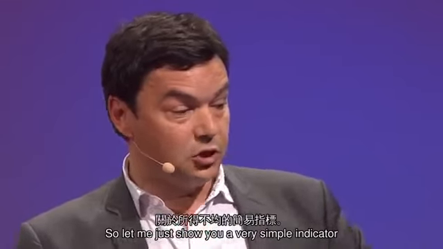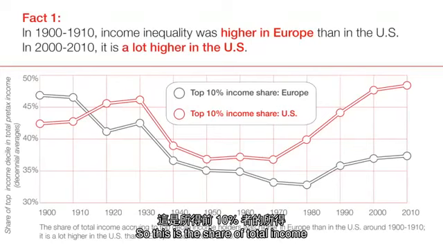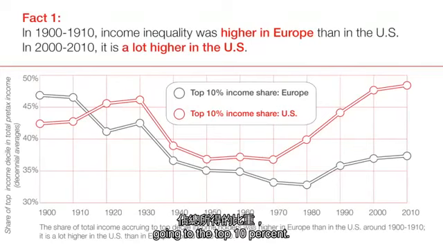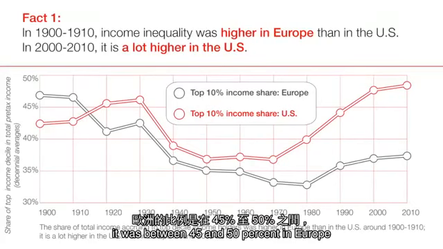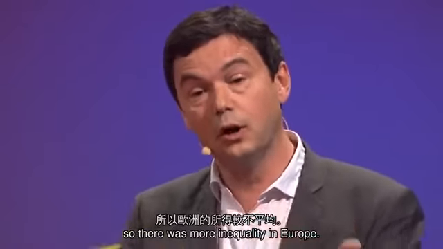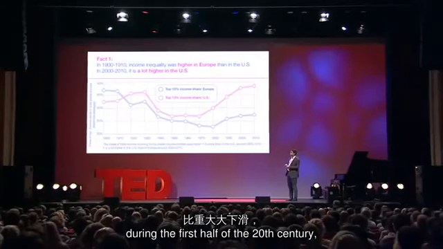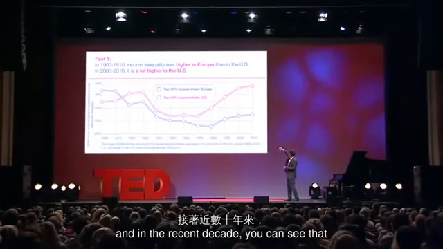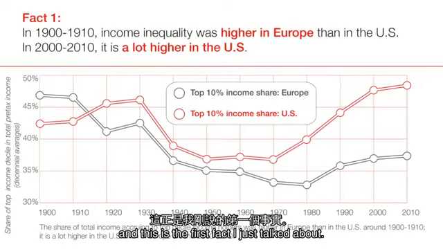So let me just show you a very simple indicator about the income inequality part. This is the share of total income going to the top 10%. You can see that one century ago, it was between 45 and 50% in Europe and a little bit above 40% in the US, so there was more inequality in Europe. Then there was a sharp decline during the first half of the 20th century, and in the recent decades, you can see that the US has become more unequal than Europe, and this is the first fact I just talked about.